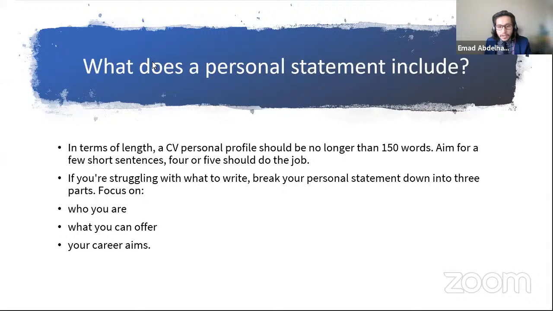Aisha asks, is it like a cover page? So you see where your CV is. Let's say that your CV is two pages. On the first page, you write a short paragraph at the top, perhaps under your name and contact details. You write there personal statement or personal profile, and it's a short paragraph to talk about who you are, what you can offer, and your career aims.